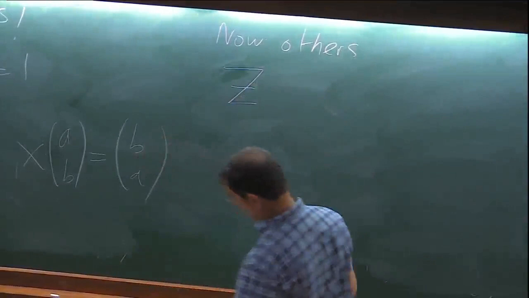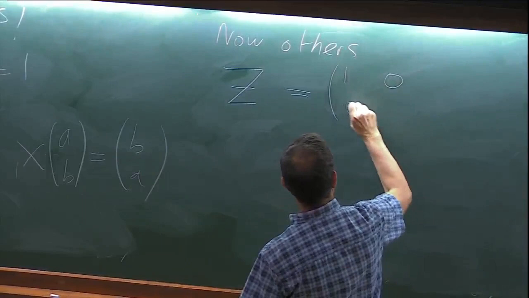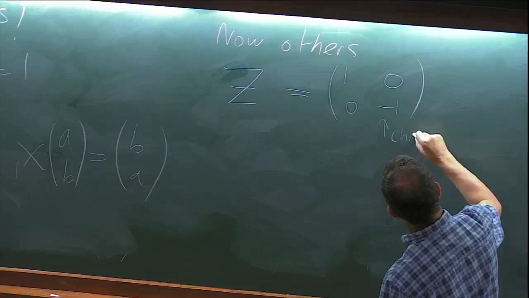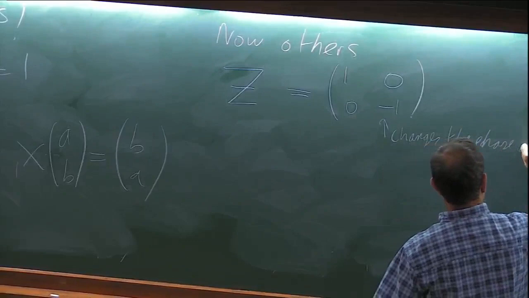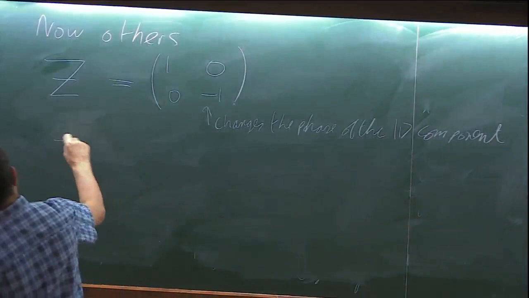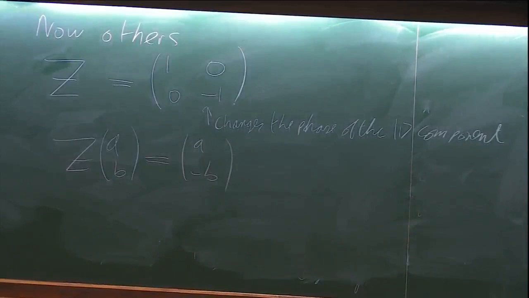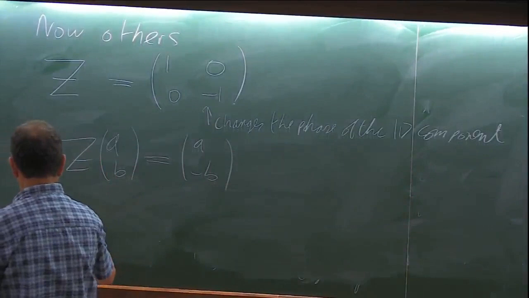So, another one which we have is, by analogy with the notation in quantum spins and Pauli operators, Z, which changes the phase of the one component. So Z acting on (A, B) is (A, minus B). So it's trivial to see that the squares of these operators both give 1, the identity.